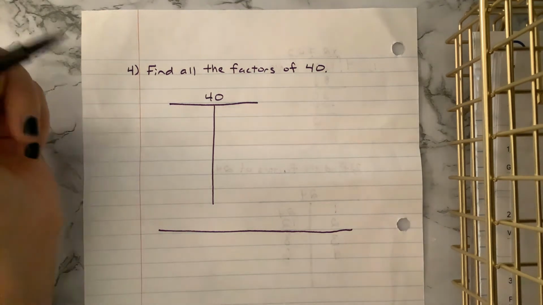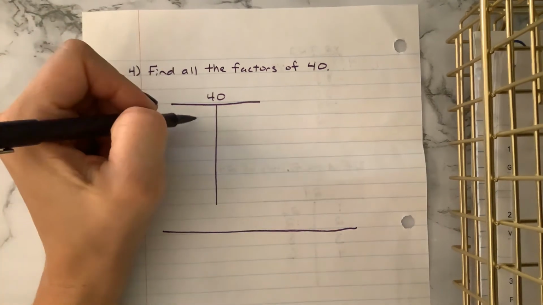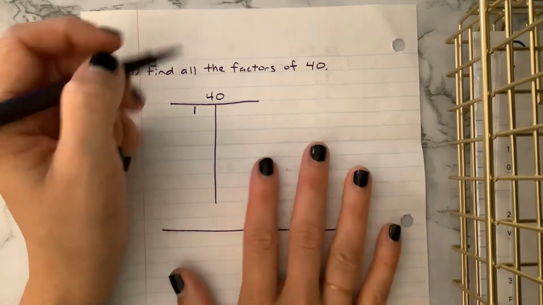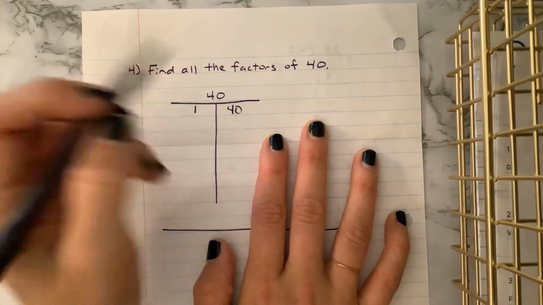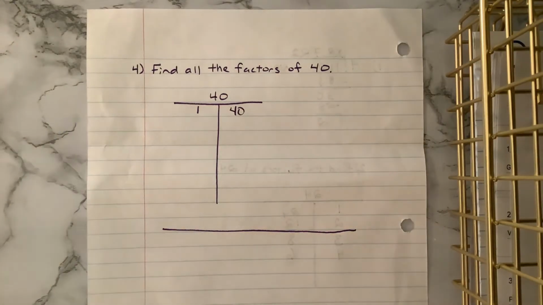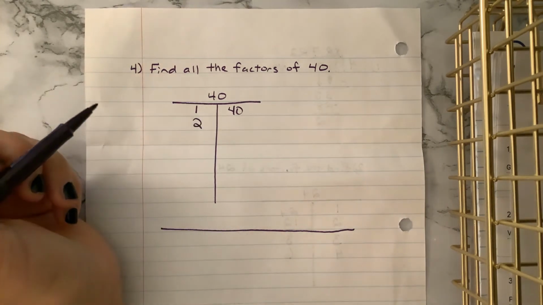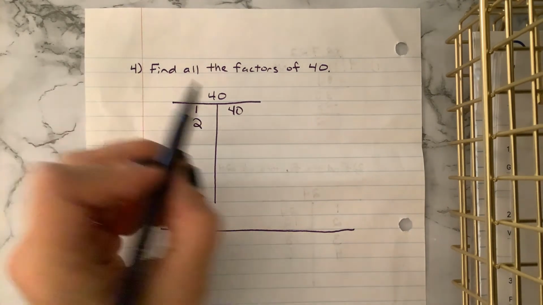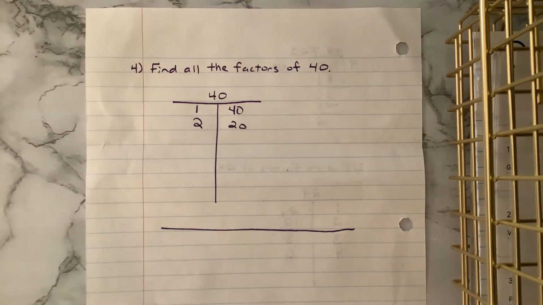All right, fifth graders, hopefully you followed this in a system. And you should have, of course, started with 1 and 40. 1 times 40 is 40. You should also have seen that 40 is an even number, so 2, and then what is the factor pair? 2 and 20 make 40.